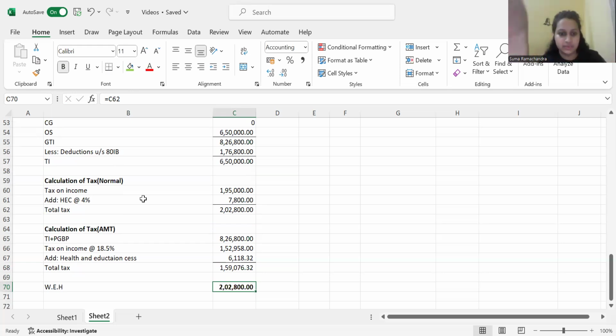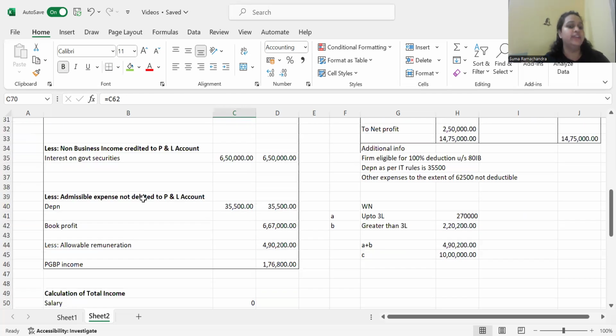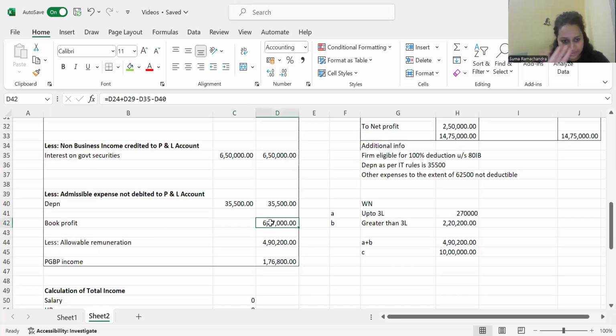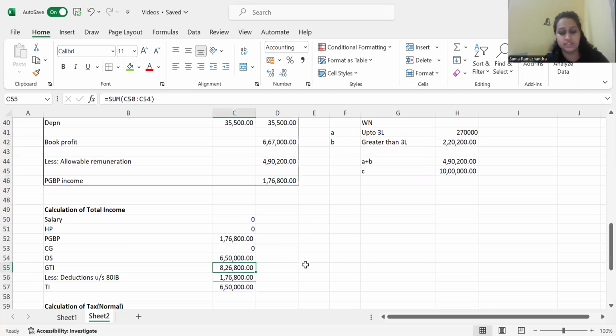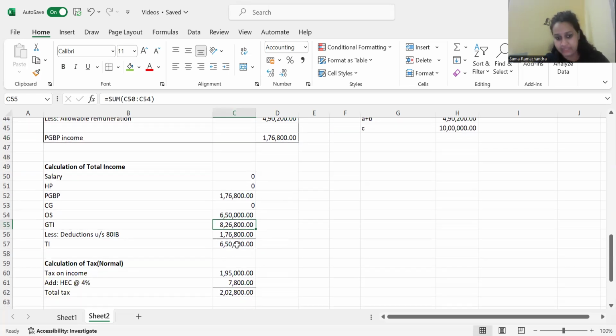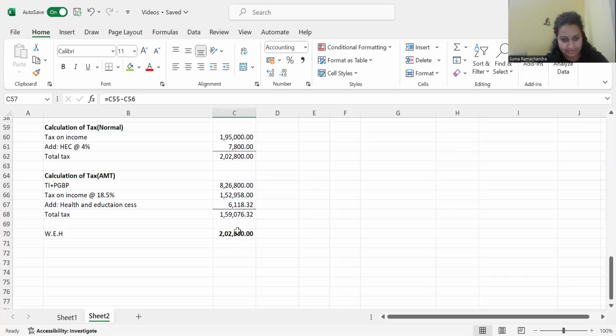We have done everything in this question. We have covered everything. Say in your exam, if they've asked you just to find out the book profit, your answer is going to end here. If they've asked you to find out what is PGBP income, then you're going to do this whole exercise of calculating allowable remuneration, then you'll find out PGBP. If they've asked you to find out your gross total income, your answer is going to end here, 8,26,800. If they've asked you to find out total income, you're going to do till 6,50,000. If they've asked you to find out how much is the total tax payable, then you're going to do till here.